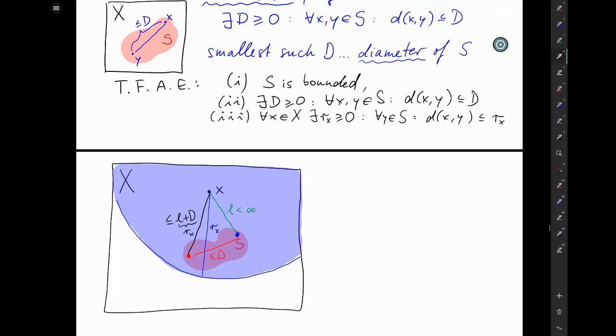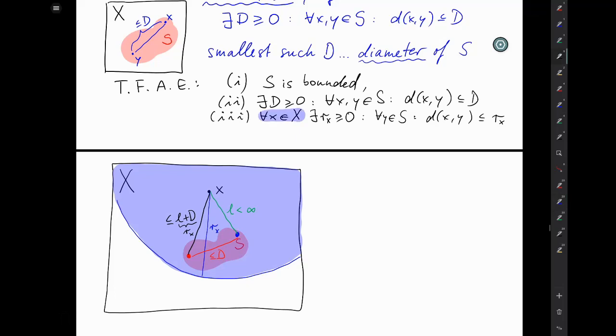The other direction is easier to see. If statement 3 holds, then 2 automatically holds, because your point X from statement 3 could in particular be a point of S, and then the rest of 2 just follows.